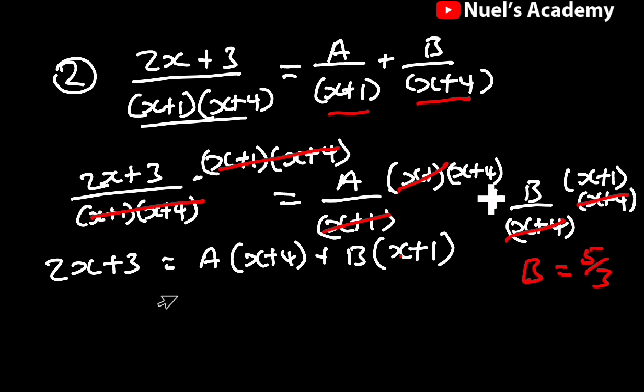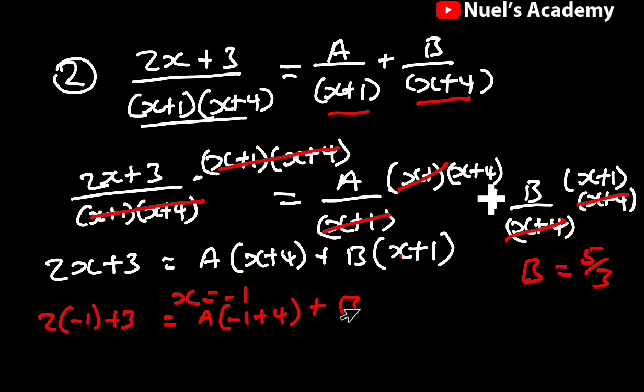Now, if we set x to be negative 1, we're going to have 2 multiplied by negative 1 plus 3 equals a multiplied by negative 1 plus 4, then plus b multiplied by negative 1 plus 1. Now, 2 times minus 1 is minus 2. 3 minus 2 is equal to 1, then equal to minus 1 plus 4, which is 3. So we have 3a. Now, minus 1 plus 1 is 0. 0 times b is 0. This one is gone. So let's divide both sides by 3.